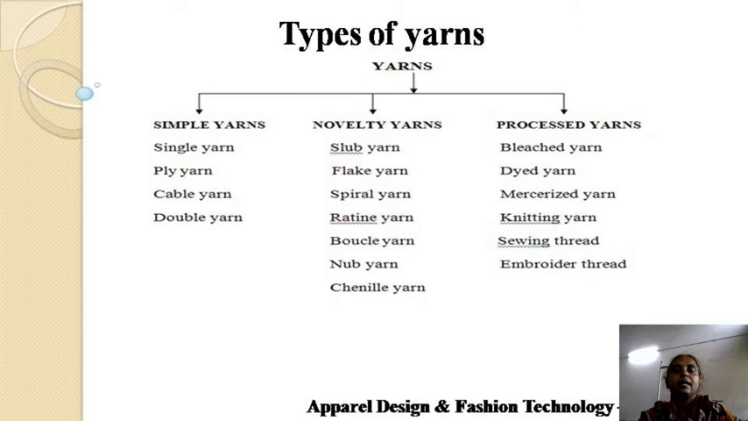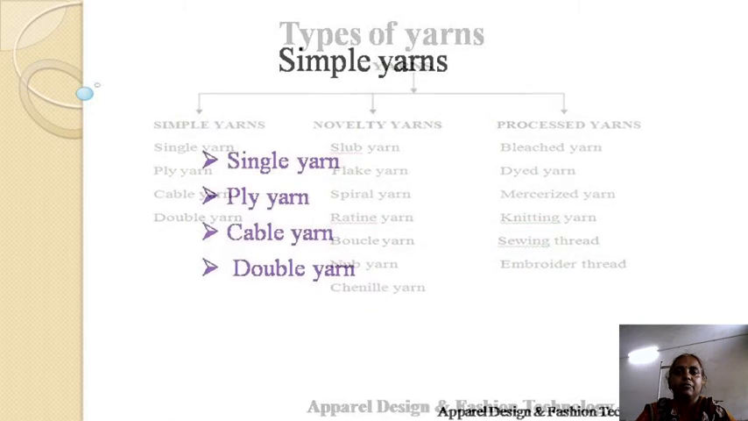So how are the yarns classified? Yarns are classified into three groups: simple yarn, novelty and the processed yarns. Under simple, again there are four types: single yarn, ply yarn, cable yarn, double yarn. You have to remember under which group which yarn comes. Novelty yarns are again classified into slub, flake, spiral, rattan, buckle, nub yarn, and the chenille yarn. Under processed yarn, depending upon the type of processing given, they are classified into bleached yarn, dyed yarn, mercerized yarn, knitting yarn, sewing thread, and the embroidery thread. You have to remember this flow chart of the classification.